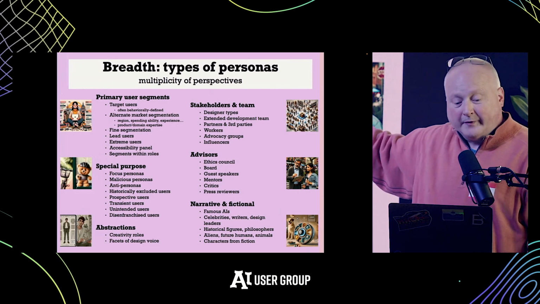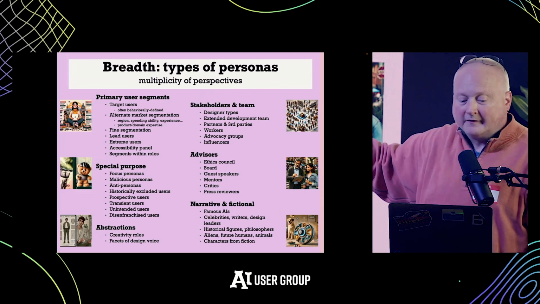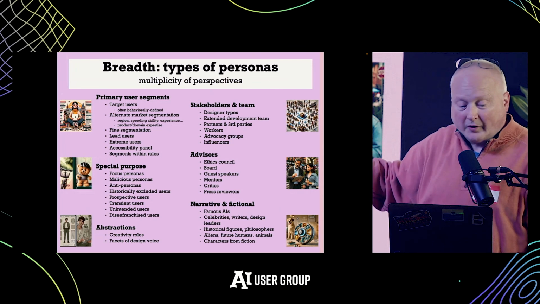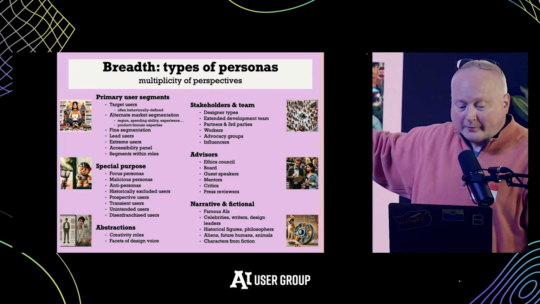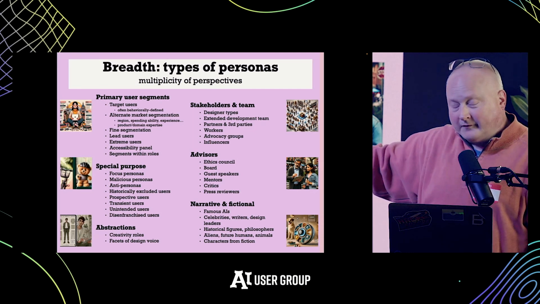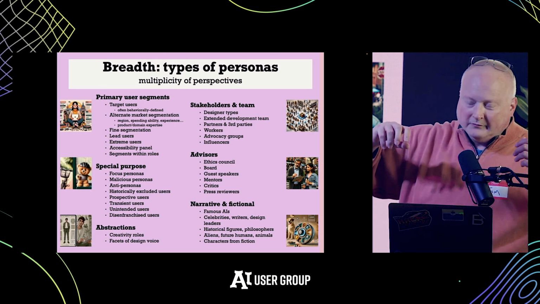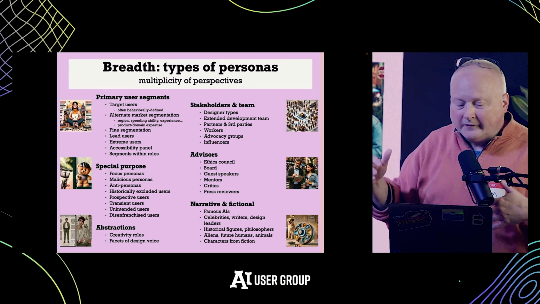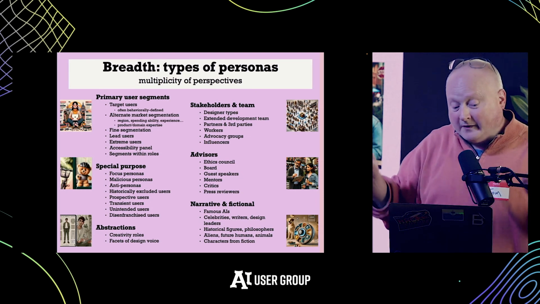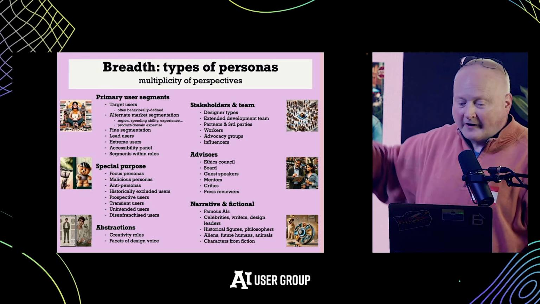So people who have been traditionally excluded, not having access to your product. And then you can look at ways to get them involved. So there's a variety of special purposes. There are abstract examples. For instance, creativity roles, where you have the advisor creativity role versus the person who brainstorms like crazy. These are not necessarily representing a real person as much as a way of thinking about creativity. So that's a kind of abstraction.